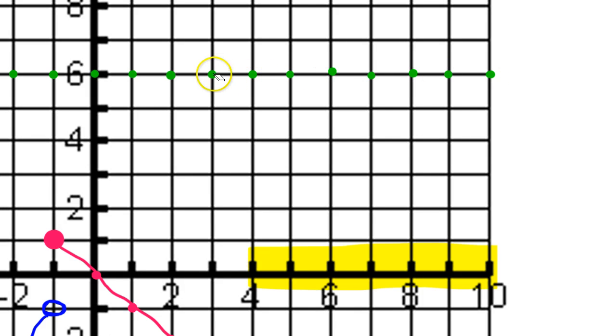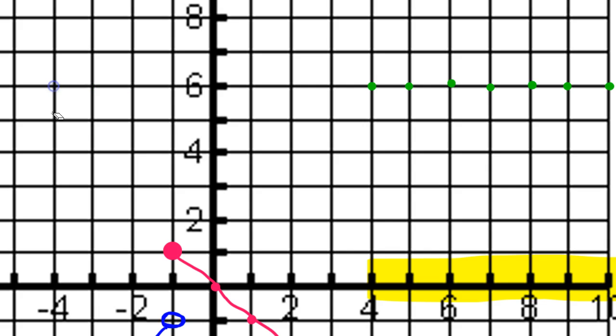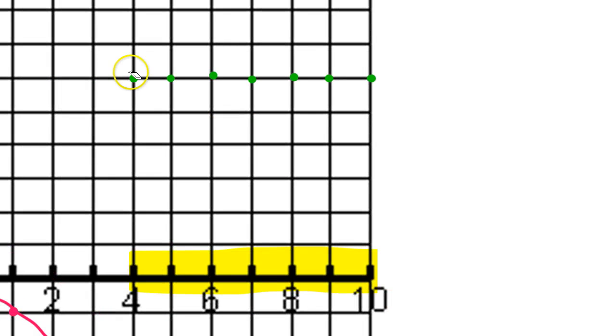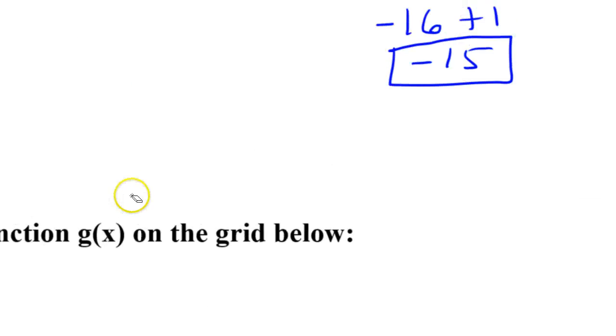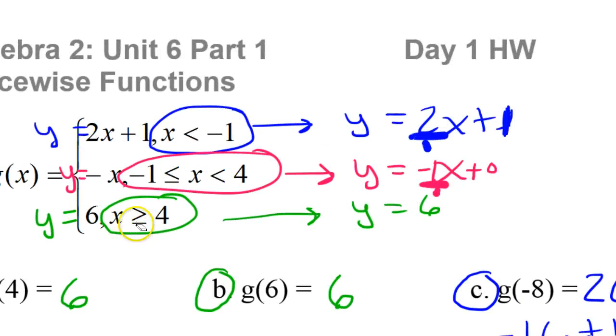So I'm going to erase all of these points that are to the left, because this is the pink zone, this is the blue zone. Erase all those. So here's where I'm going to have my green function. I just have to be careful about the borderline point here at 4. Will this be an open circle or a closed circle? Let's look again at the domain. Greater than or equal to 4, closed circle at 4.